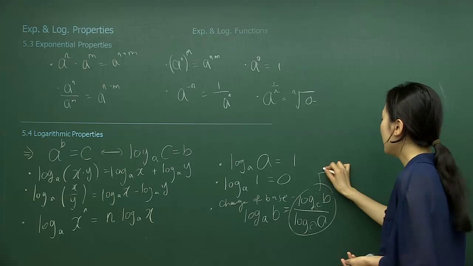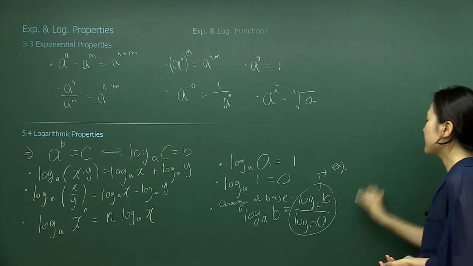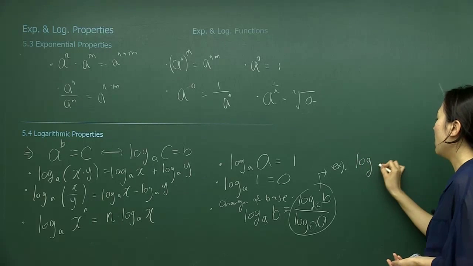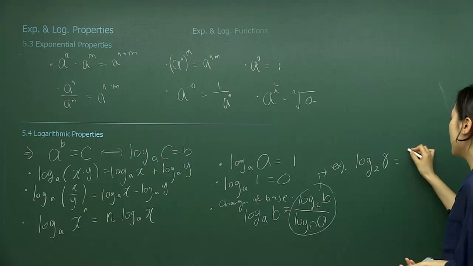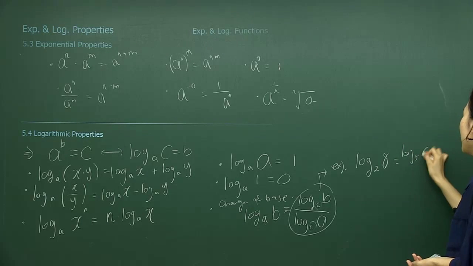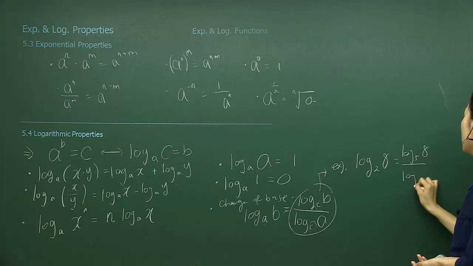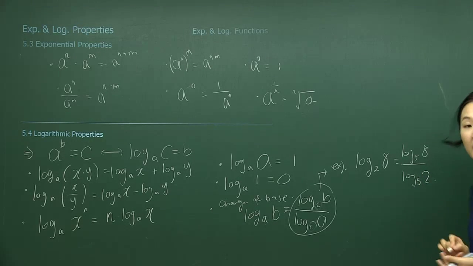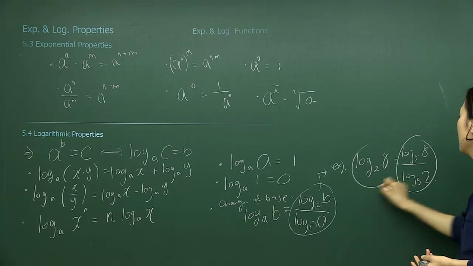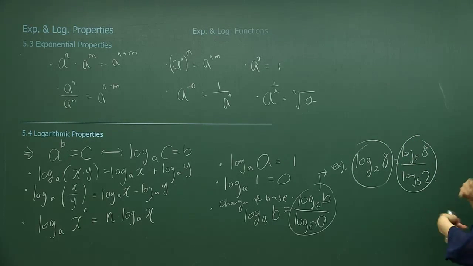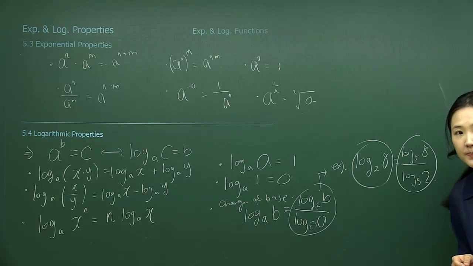So for this one, let me just give you a quick example. If you see log base 2 of 8, that is the same as log base 5 of 8 over log base 5 of 2. Okay? So this and this should both equal each other. You may use your calculator to prove it.